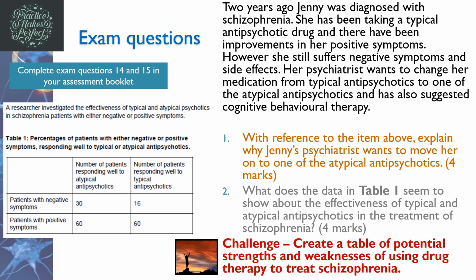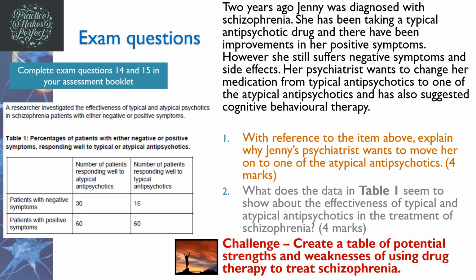Number one, with reference to the item above, explain why Jenny's psychiatrist wants to move on to the atypical antipsychotics for 4 marks. Hopefully you can see that this is just an A1, A2, A1, A2 question. Give me 2 reasons why the psychiatrist wants to move Jenny. You can feel free to pause the video and answer that question now.